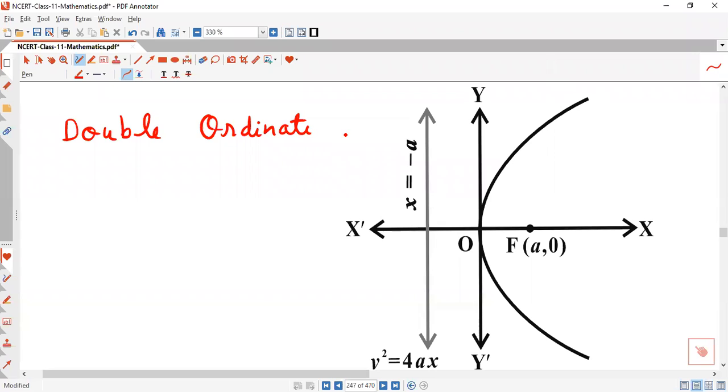Now you see what we mean by the double ordinate. A double ordinate is again a chord, but this is perpendicular to the axis of the parabola. This is known as a double ordinate, and we say this angle is 90 degrees.